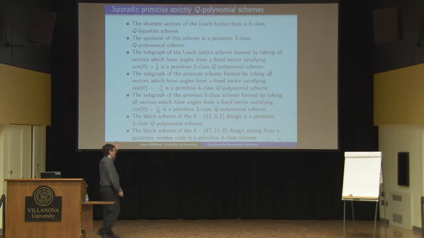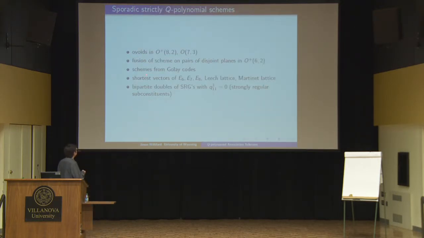Okay, now on sporadic things, I won't dwell on them very long, but the Leech lattice gives birth to many things. Okay, and there's also, well, things like the Witt design or some quadratic residue code. There are some sporadic things that are associated to finite geometry. There are exceptional ovoids in certain quadrics that are giving a primitive Q-polynomial scheme, and I have not been able to generalize that. It doesn't seem to generalize, at least in the way I'm looking at it. A fusion scheme, I can't say I really understand here either. And some sporadic things from Golay codes and different lattices.